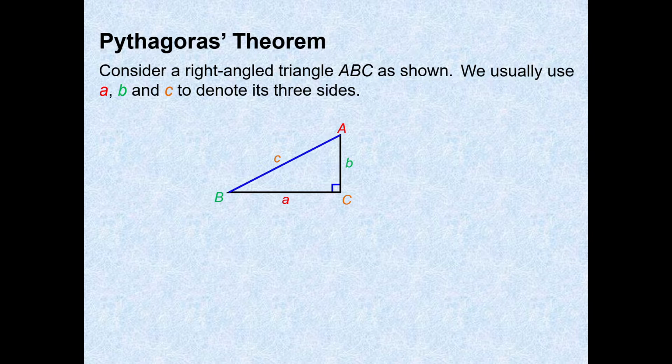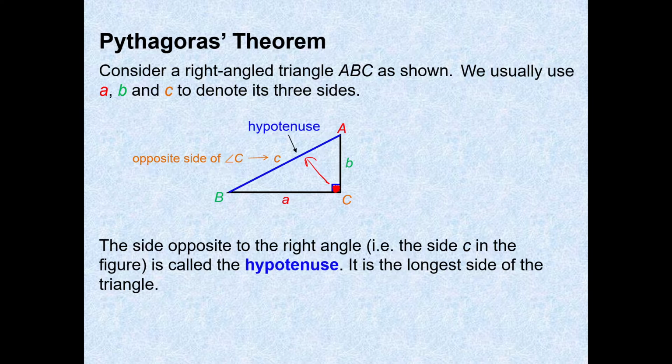So now let's consider a right angle triangle. Okay, this is a right angle. Triangle ABC. Opposite to this right angle, this is the longest side of the triangle, and we have the name for it, hypotenuse, which is the longest side. This is very important. We have to find out the hypotenuse for every right angle triangle first.